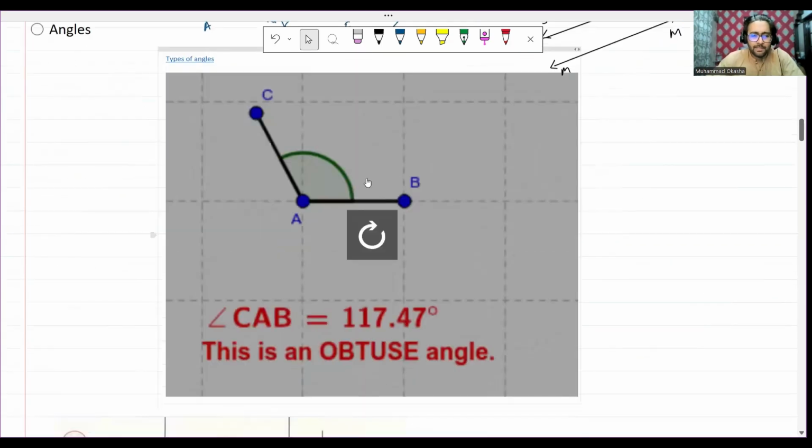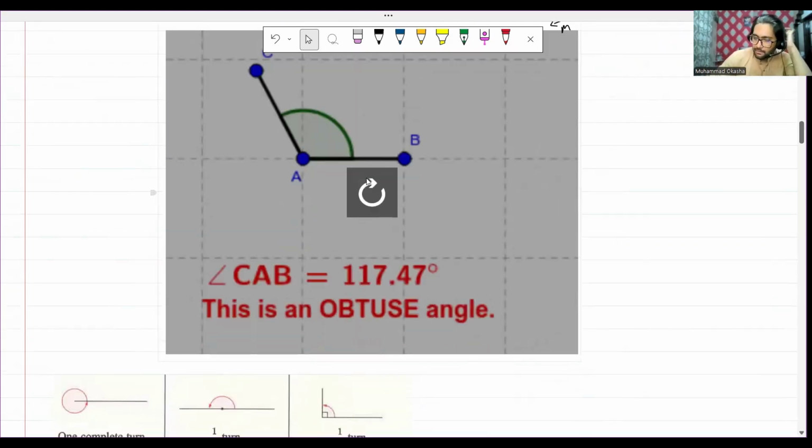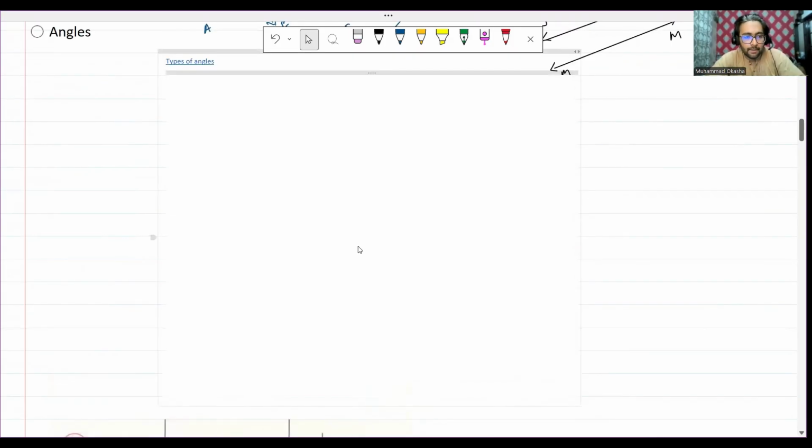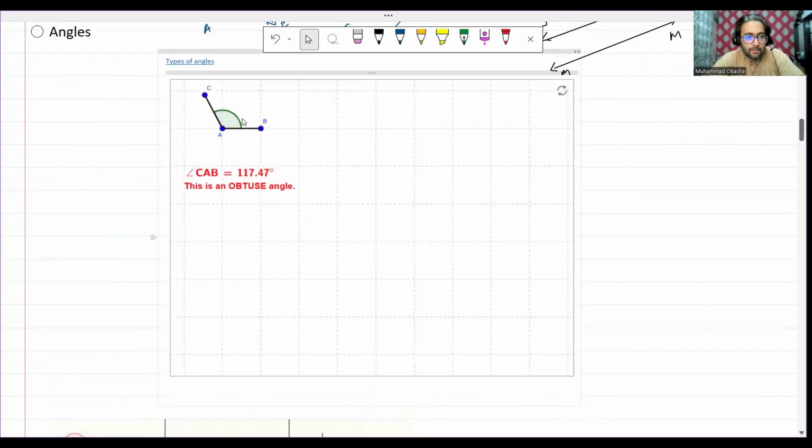This is pretty basic. I'm sure you've done it in earlier grades, in smaller grades, grade 7 or grade 9. I'll review it for you. Types of angles.